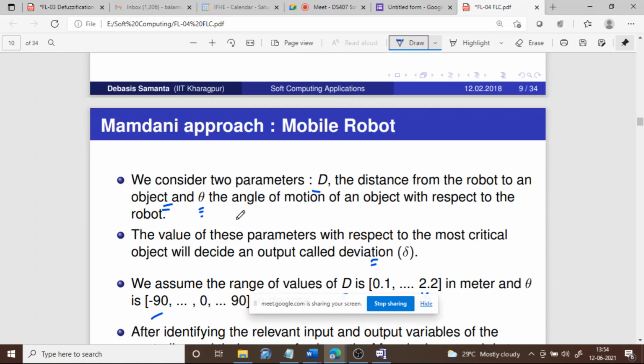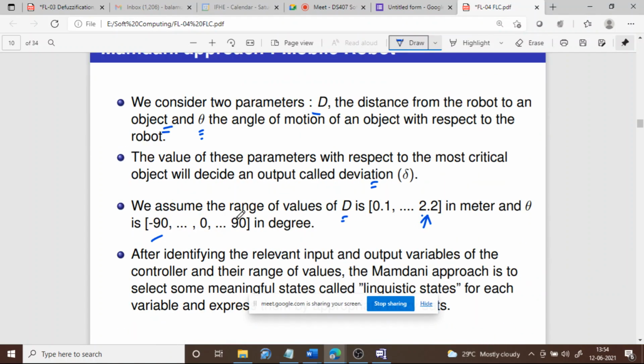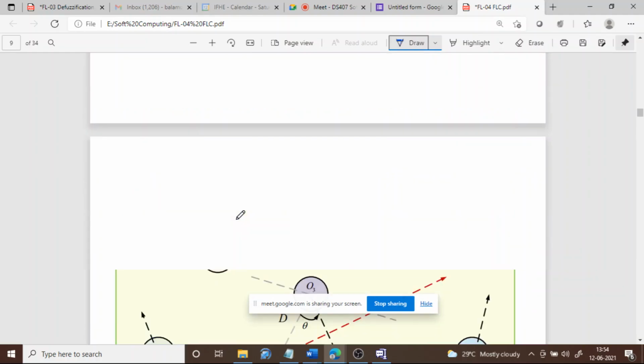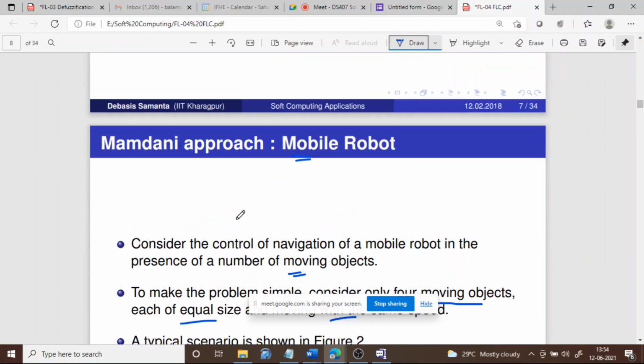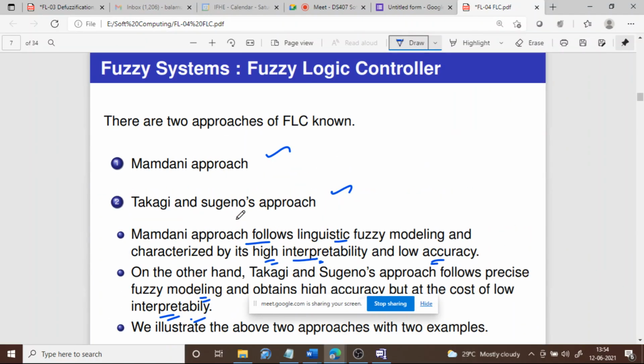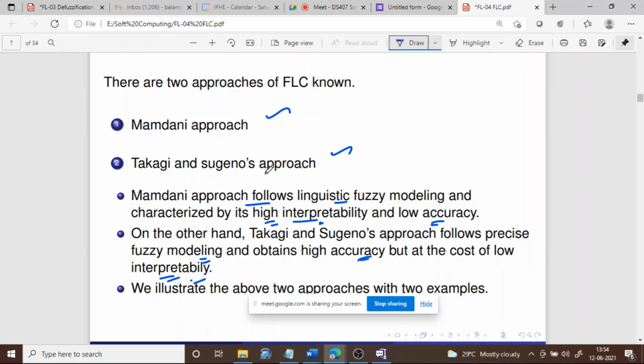We'll continue there. We are discussing the fuzzy logic controller, and it can be implemented in two methods. One is the Mamdani approach, the other is Takagi and Sugeno's approach. The Mamdani approach is highly interpretable but less accurate, whereas Takagi and Sugeno's approach has high accuracy but at the cost of interpretability.